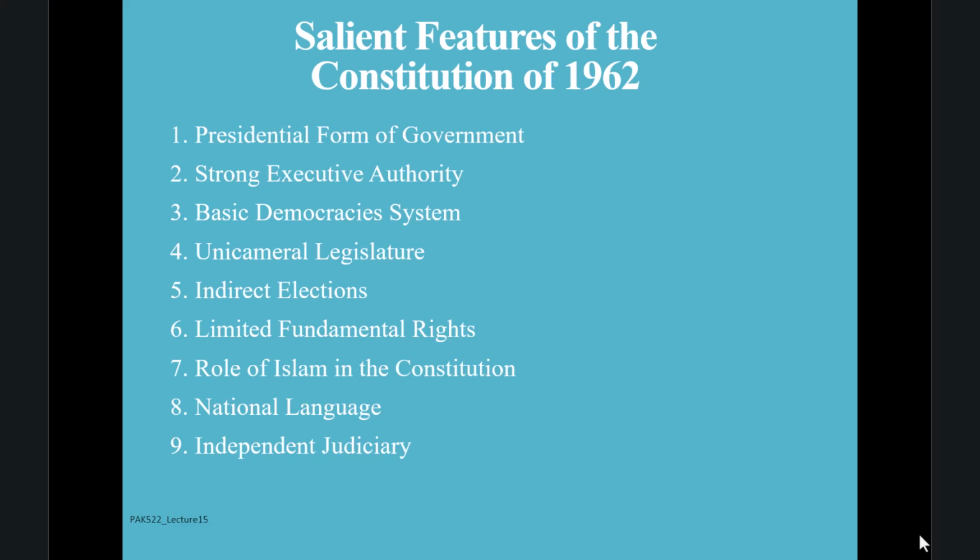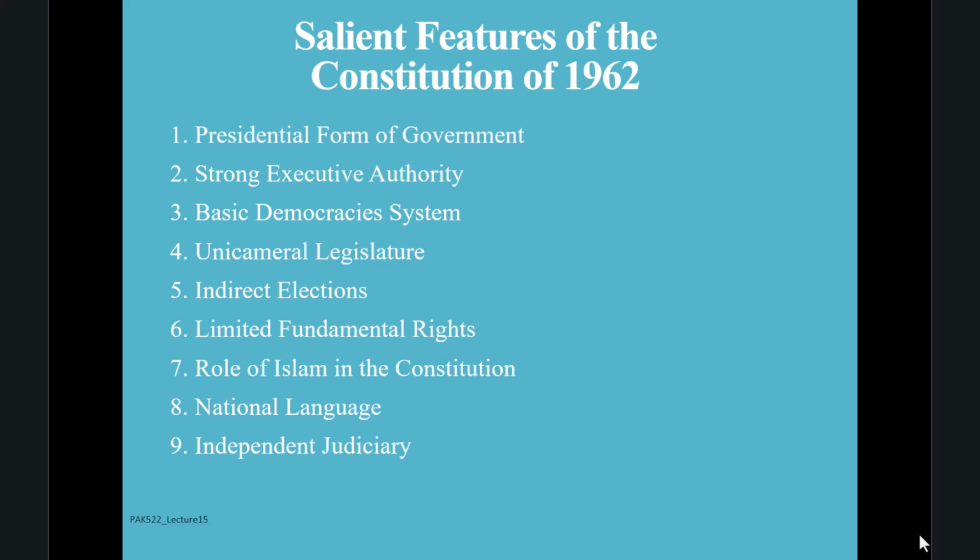Ayub Khan argued that this system promoted grassroots democracy and local participation. However, critics believe that it limited direct public participation and strengthened the control of the central government over the political process.